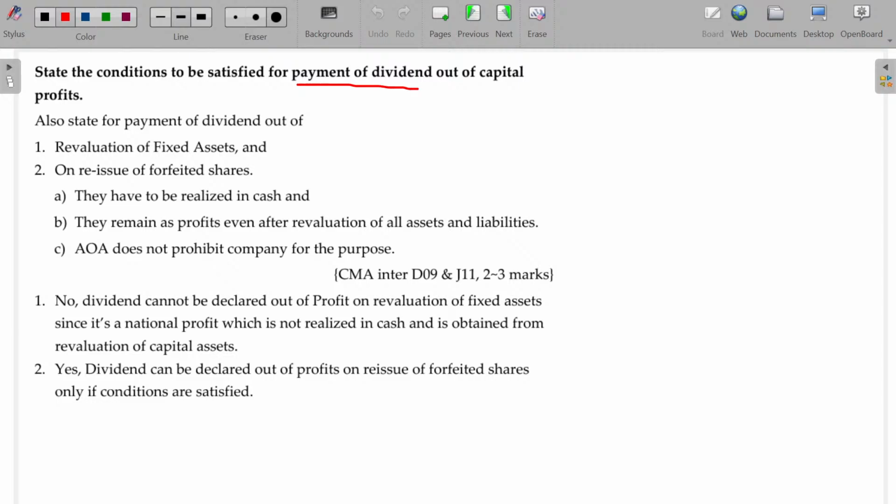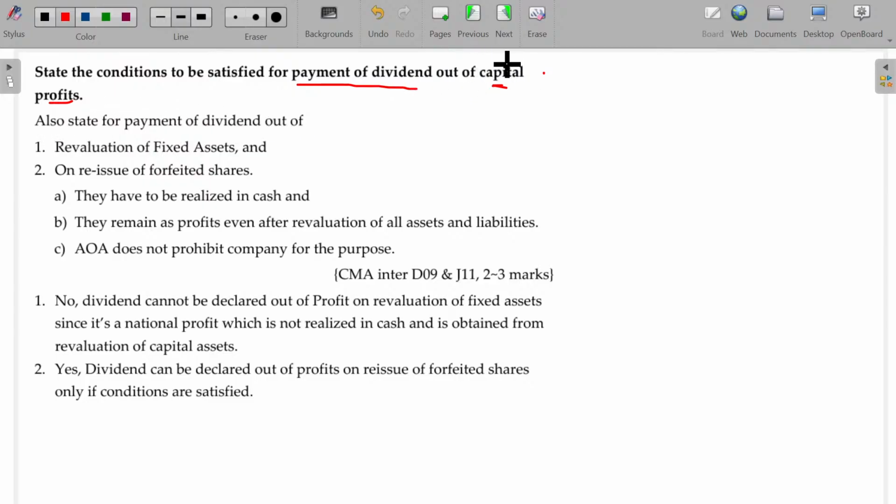Now, payment of dividend out of capital profit. Usually revenue profit is allowed to give the dividend. Can we use the capital profit, sir? Means any profit generated by selling the assets. Okay. Also state payment of dividend out of revaluation.